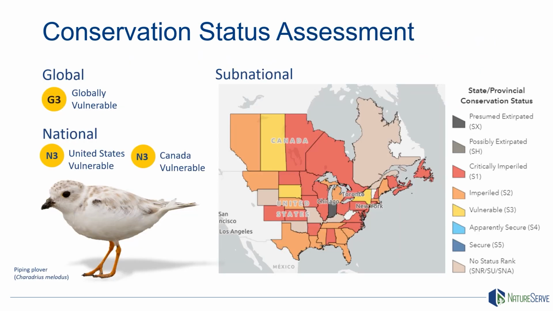NatureServe status assessment methodology can be applied at 3 different geographical scales: the global or range-wide rank that we just saw, a national rank, or the status in a single nation, and a subnational rank representing the status of a single state, province, or territory. In our piping plover example, it is G3 globally and N3 in both the US and Canada. By looking at the map on the right, we see that subnational ranks vary across its range from SX in Indiana to S3 in Saskatchewan.